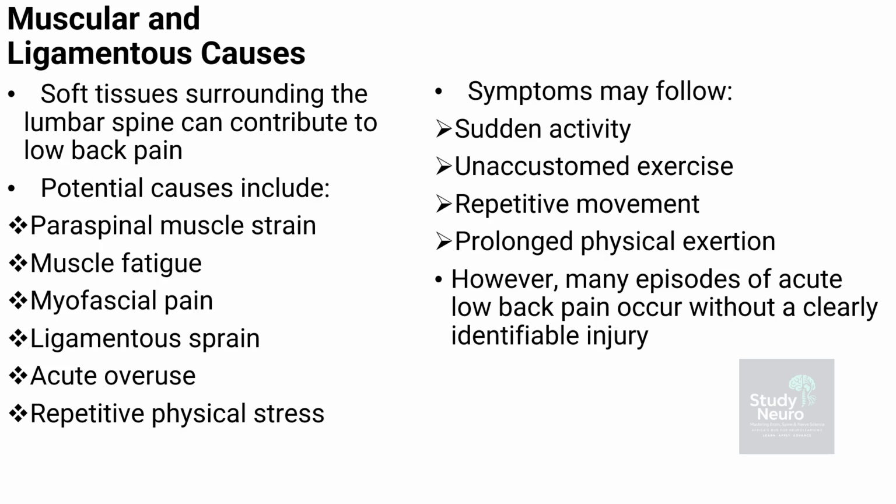The symptoms are often localized and may worsen with movement. But there is often no clear injury. Many episodes of acute low back pain occur without an identifiable event, which is why the exact cause can sometimes remain uncertain.